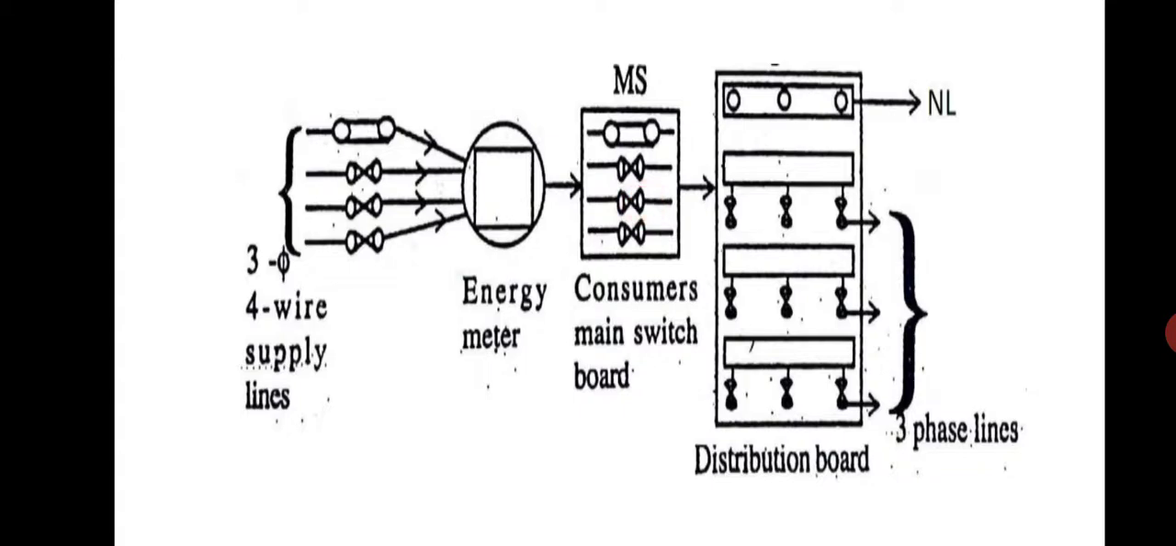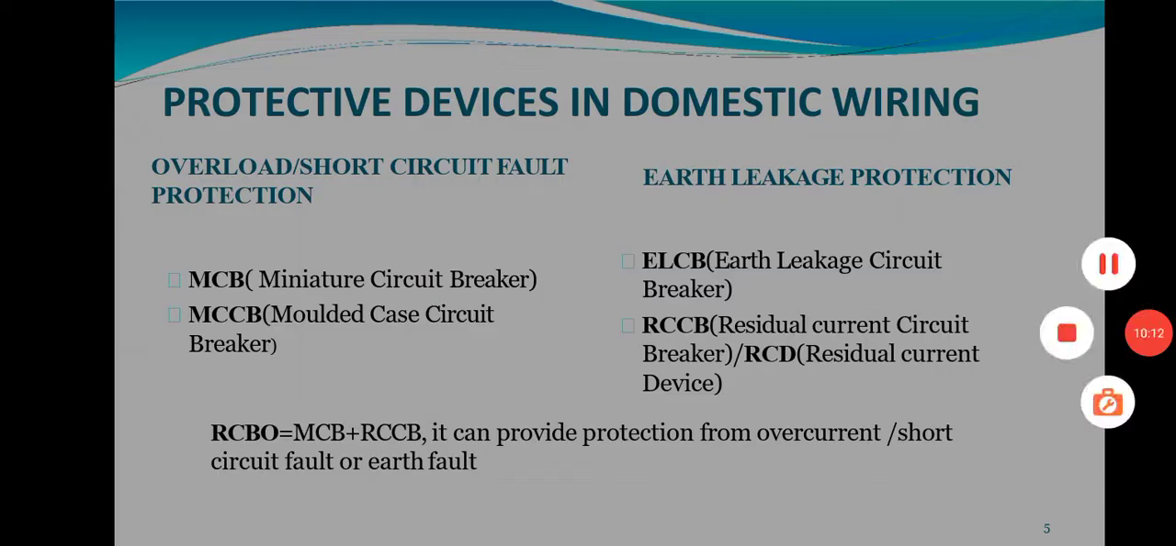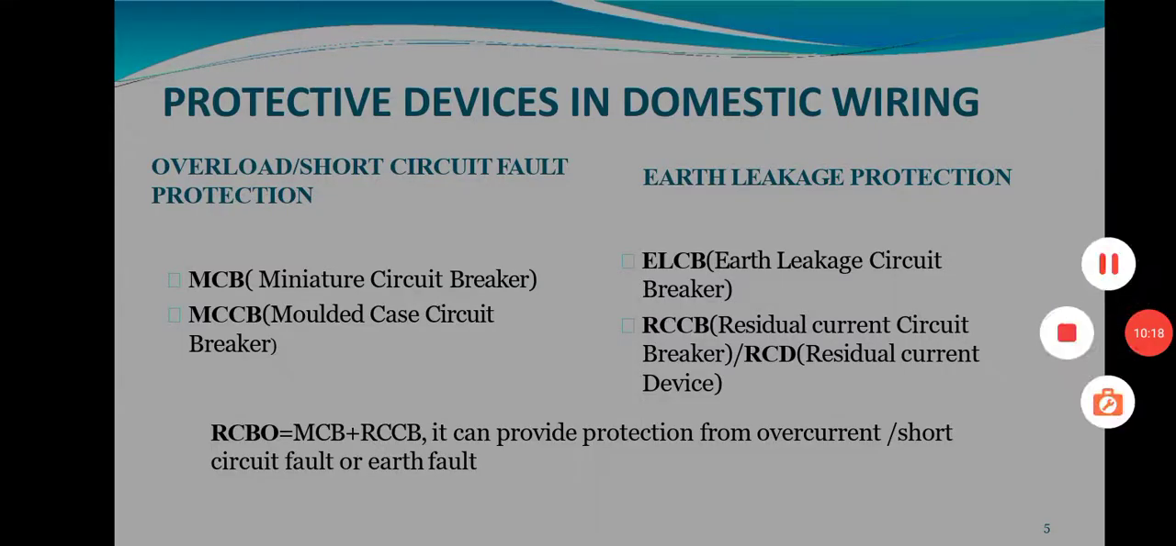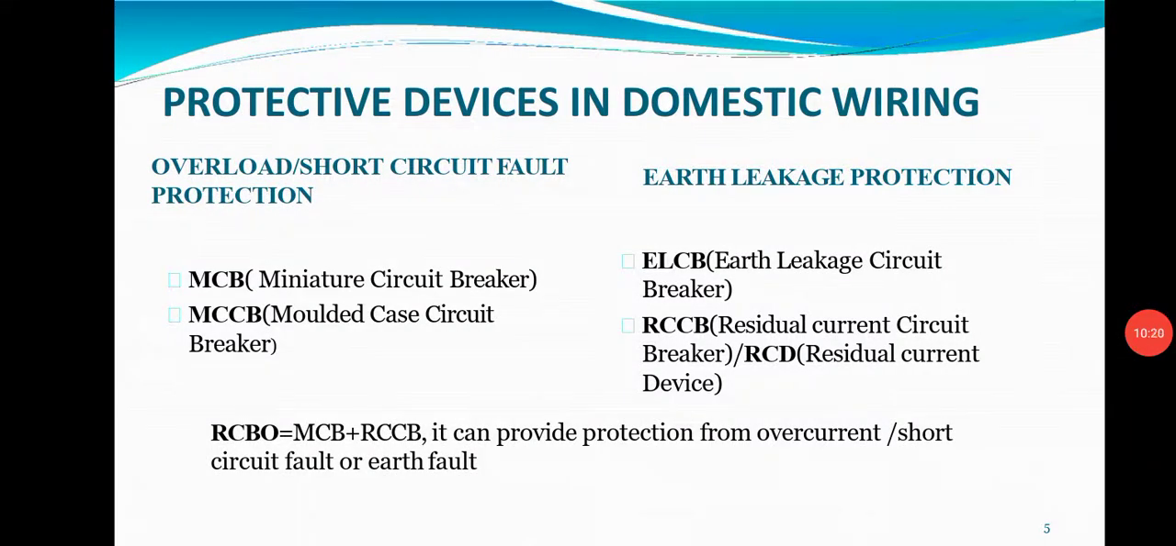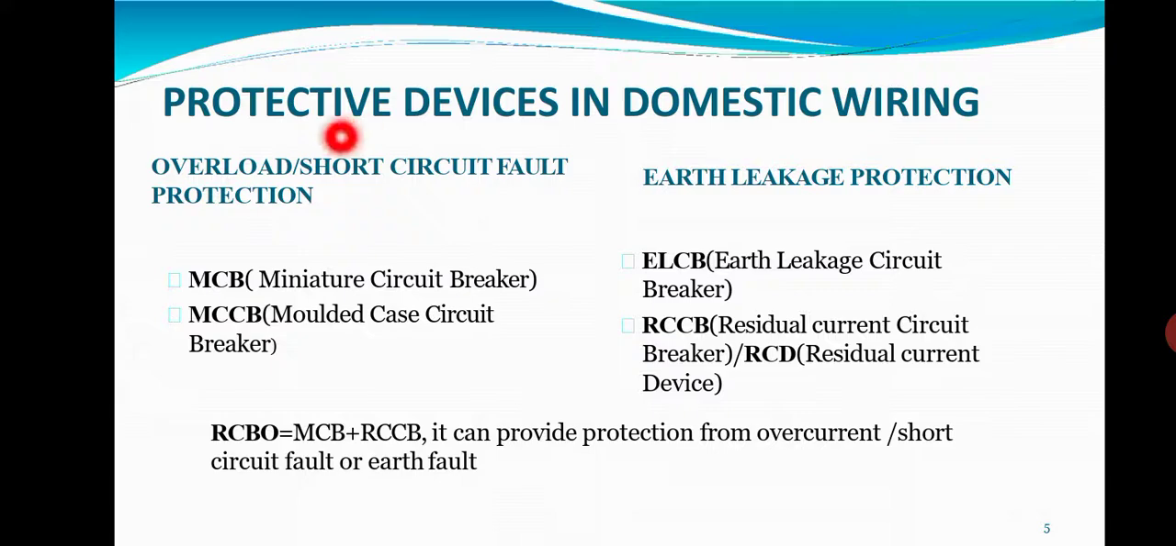Okay, now we see about the protective devices in domestic wiring. There are different types of faults, that is overload. There are different types of protection, so we have different types of protective devices. Here we see overload and short circuit fault protection, and earth leakage protection.